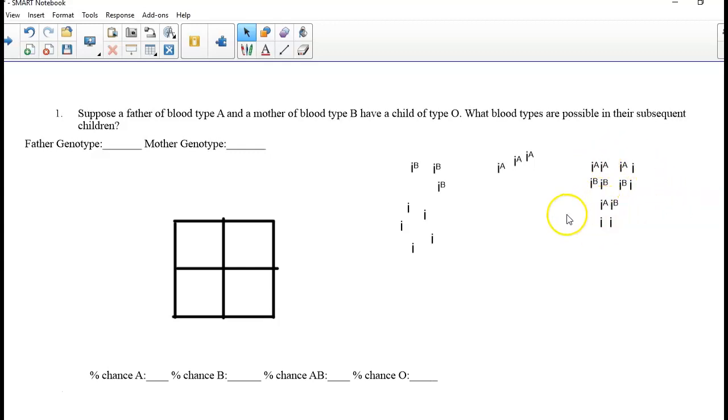AB, there's only one possibility. IAIB. You have both of those alleles. And then O would be neither, so it would be ii. So let's take a look at this first question here.